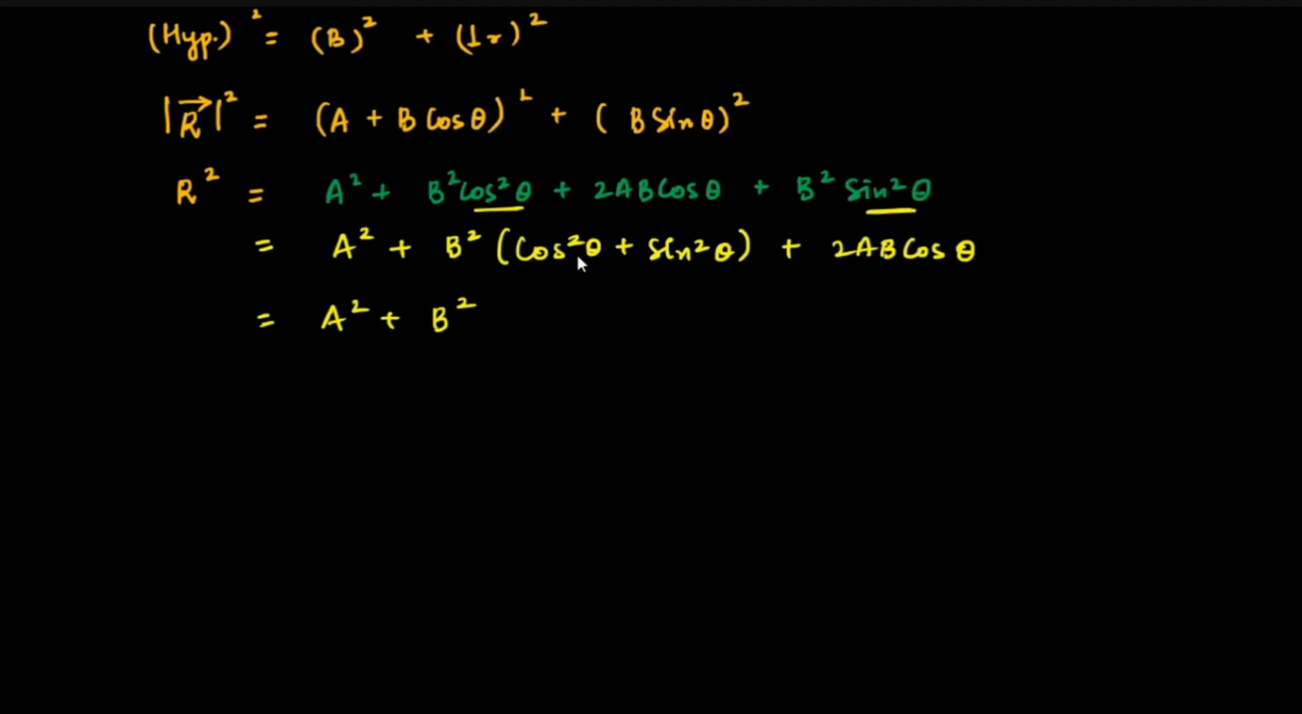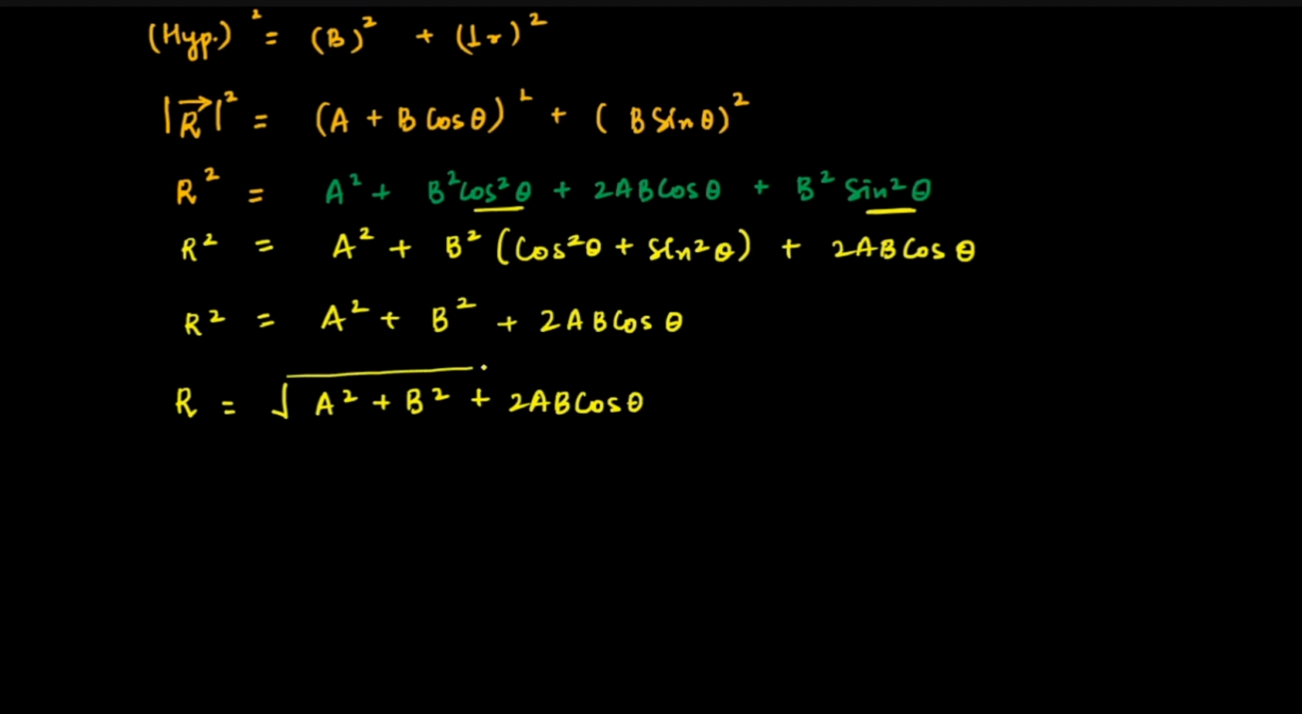Sine square theta plus cos square theta is always 1. Remember this. So here the resultant is coming out to be a square plus b square plus 2ab cos theta.